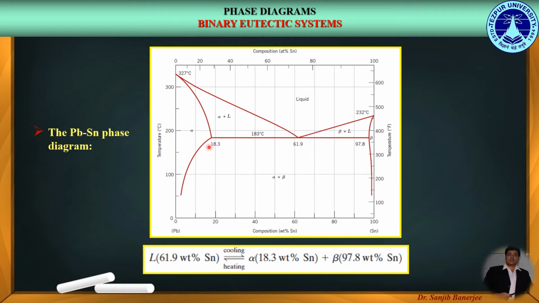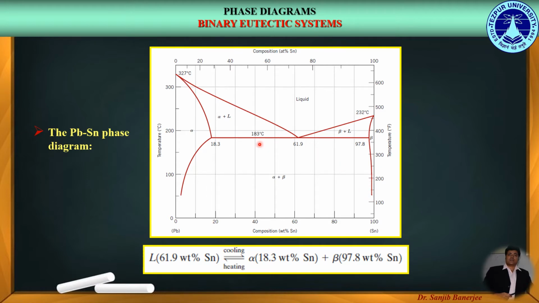Here, similar to the previous phase diagram, we can see that the solid solubility of tin in lead has an upper limit of 18.3% of tin, which decreases with the decrease of temperature. And this phenomenon is also present for the beta phase.